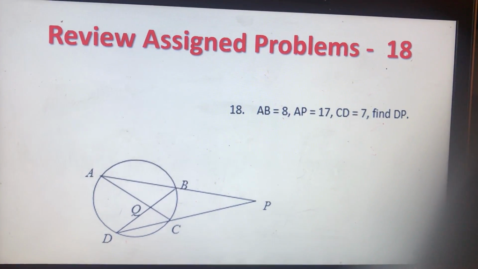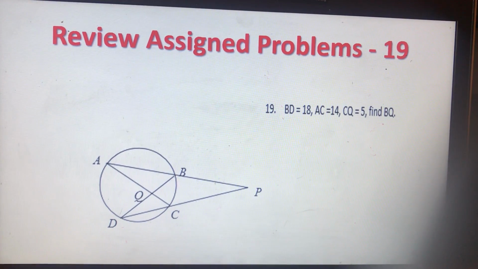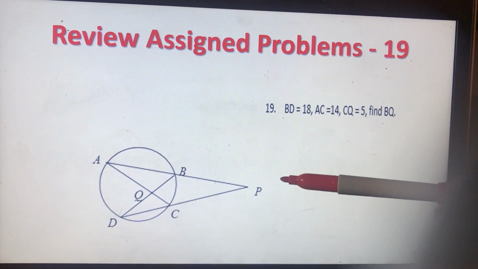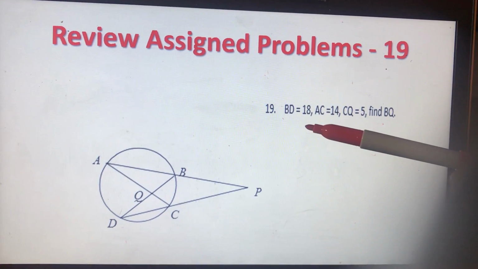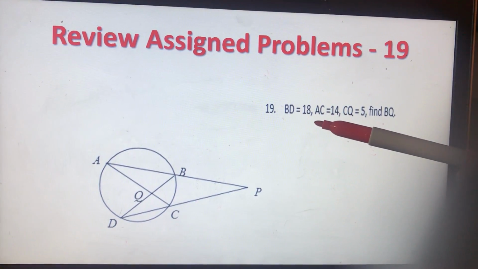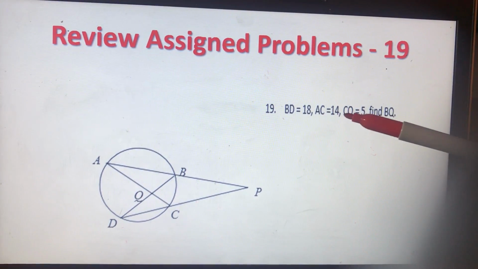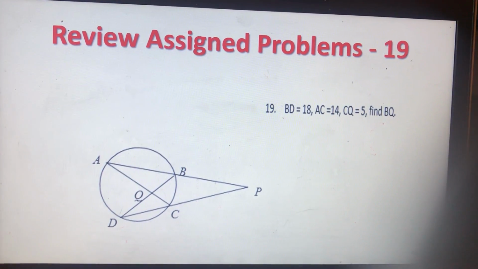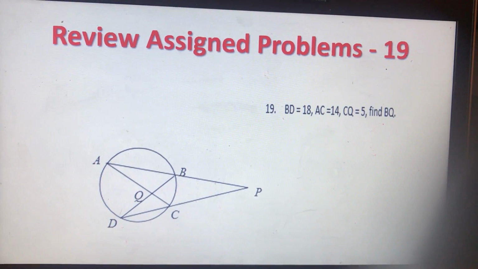Okay. Now we move on with problem number 19. Again, we use our same model. We are given that BD equals 18, AC equals 14, CQ is 5, and we have to find the measure for BQ. Again, this one is similar to number 17.